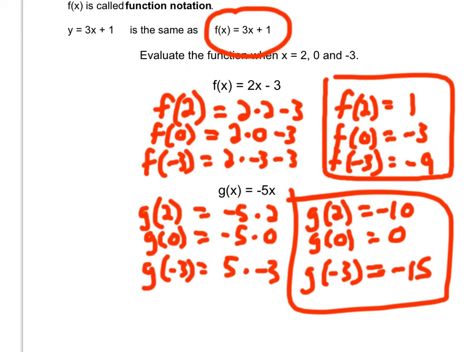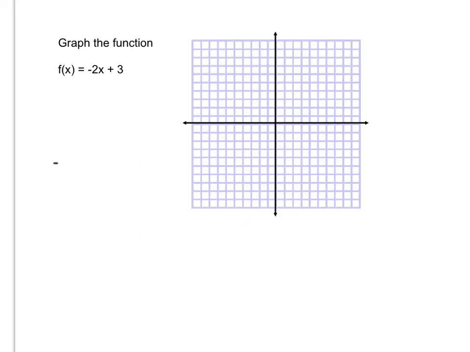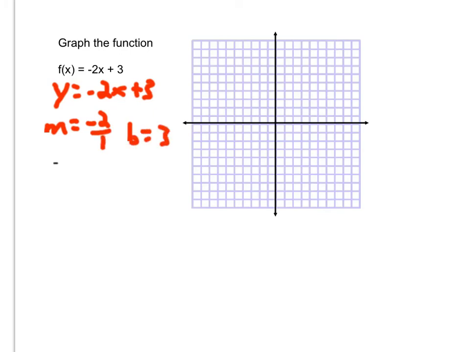Now let's talk about how we can use these functions to graph. This says to graph the function f of x equals -2x plus 3. Well, we talked in the slides before that f of x really just replaces y. So the very first thing we need to do is replace f of x with y. So we're going to change this for graphing purposes to y equals -2x plus 3. Then what we would want to do, if it's not already, is put it in slope-intercept form so it's easy to graph. Well, this is already slope-intercept form. So we're going to pick out our m. Our slope is -2/1, and our b is +3.